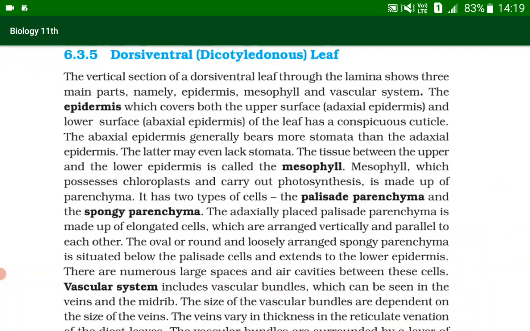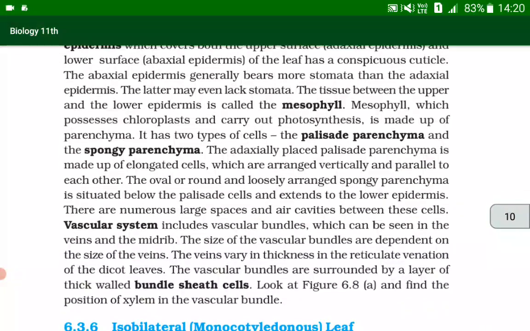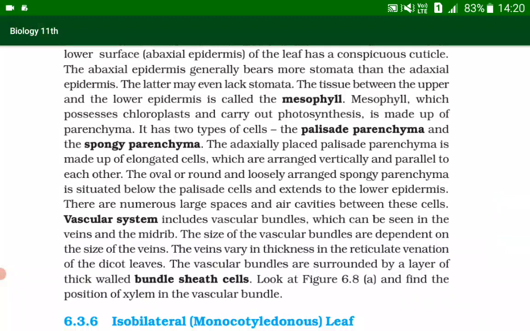The tissue between the upper and the lower epidermis is called the mesophyll. Mesophyll, which possesses chloroplasts and carries out photosynthesis, is made up of parenchyma. It has two types of cells, the palisade parenchyma and spongy parenchyma. The adaxially placed palisade parenchyma is made up of elongated cells which are arranged vertically and parallel to each other. The oval or round and loosely arranged spongy parenchyma is situated below the palisade cells and extends to the lower epidermis. There are numerous large spaces and air cavities between these cells.